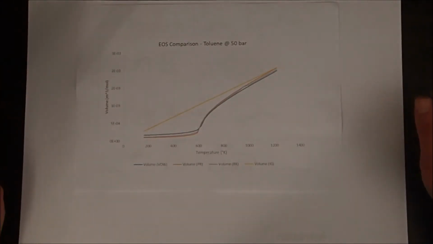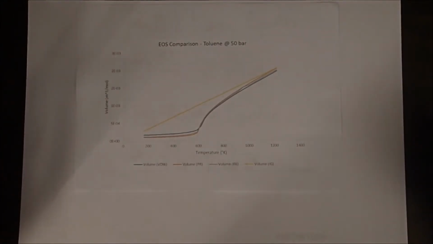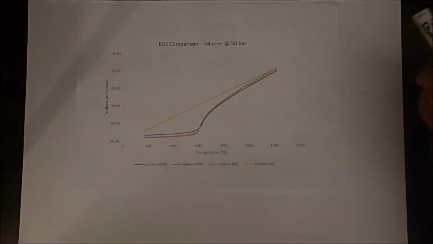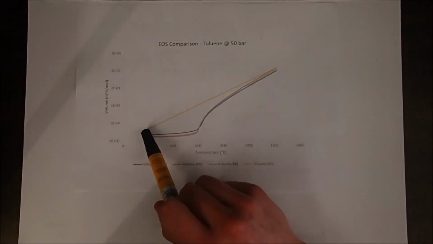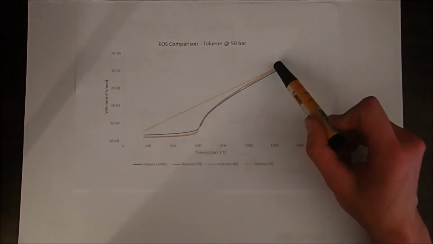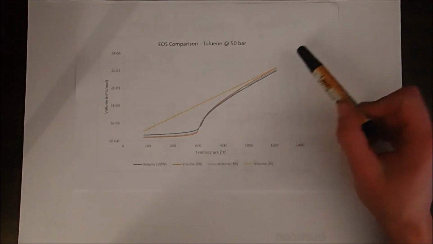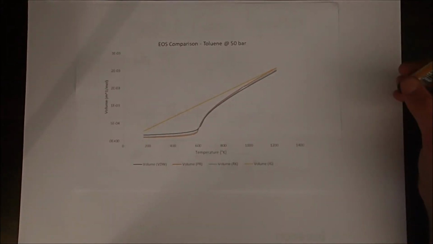which is the volume in terms of temperature for toluene at 50 bar. This graph shows that the ideal gas law shows a very inconsistent model of the volume compared to all the other equations, which is to be expected as it is much less accurate than all the other ones. The other 3 all remain fairly consistent with each other, but they do differ somewhat.